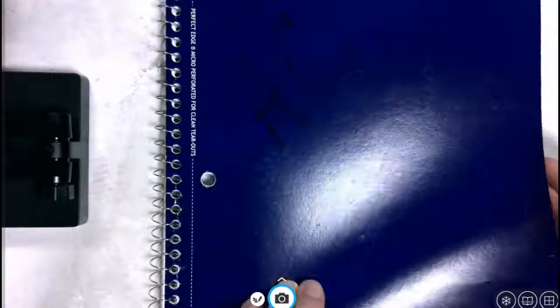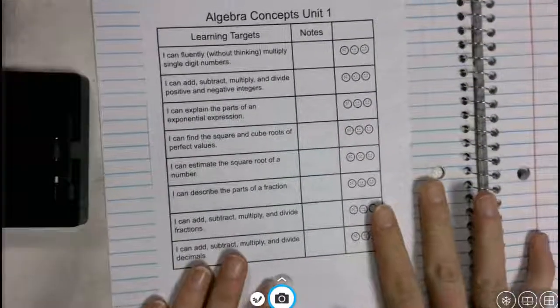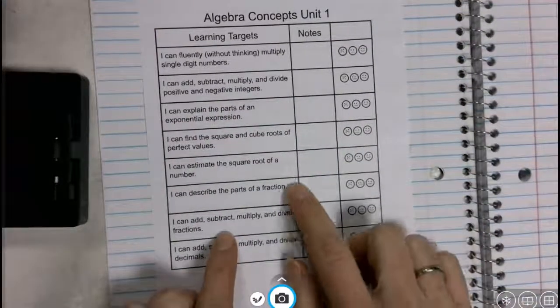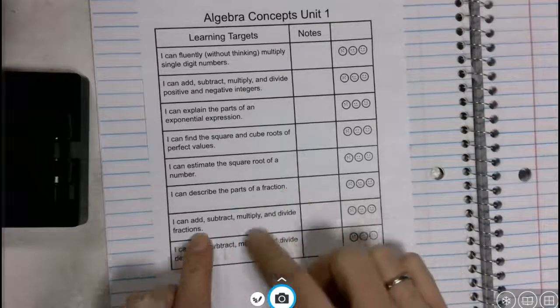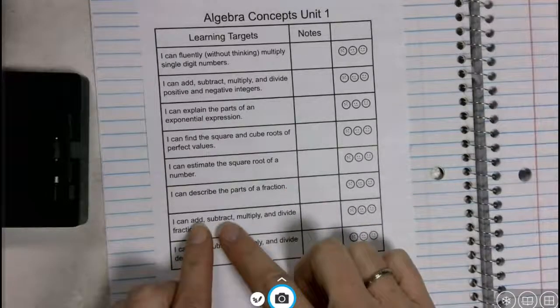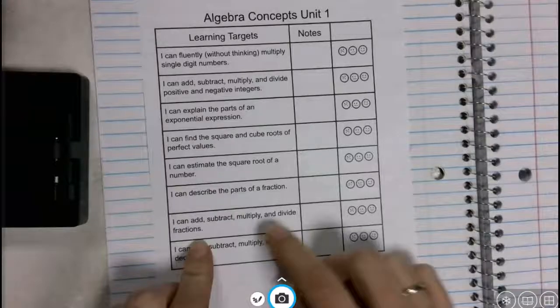Right, here we're going to walk through our next little section of notes, and we're going to be multiplying and dividing our fractions this time. So let's just double check our learning targets for today. Last time we looked at the parts of a fraction, and we added and subtracted those fractions. Today we're going to learn about multiplying and dividing fractions.